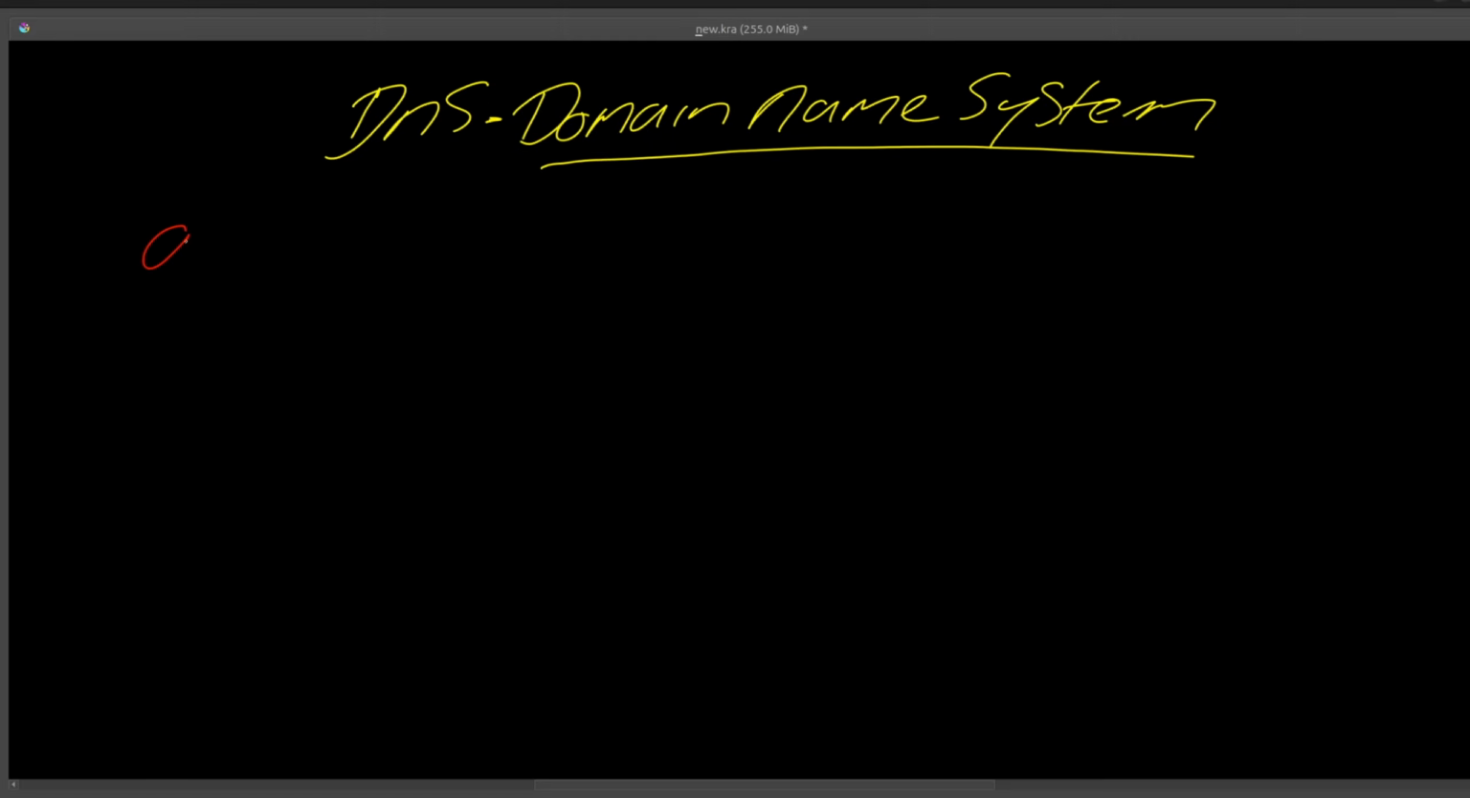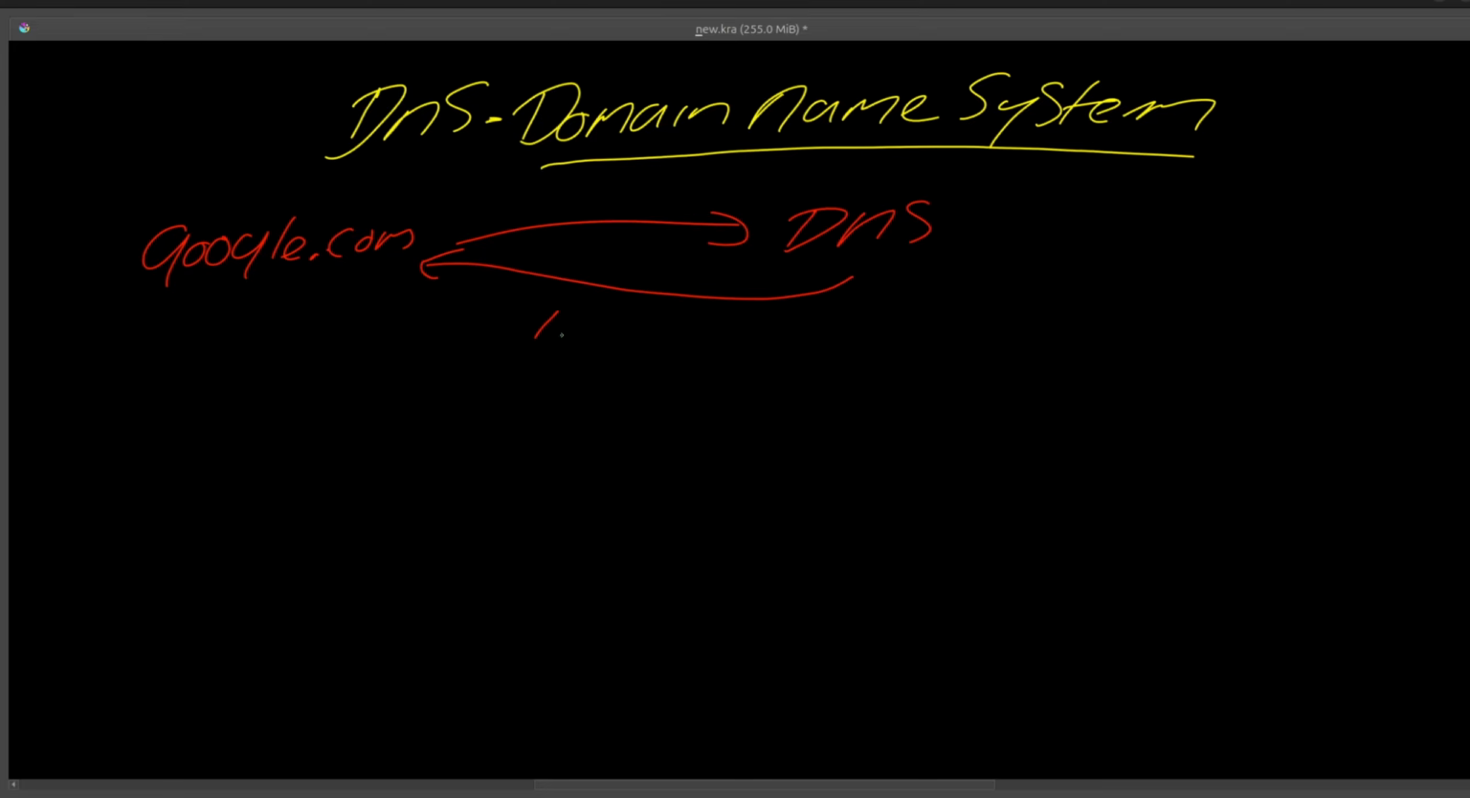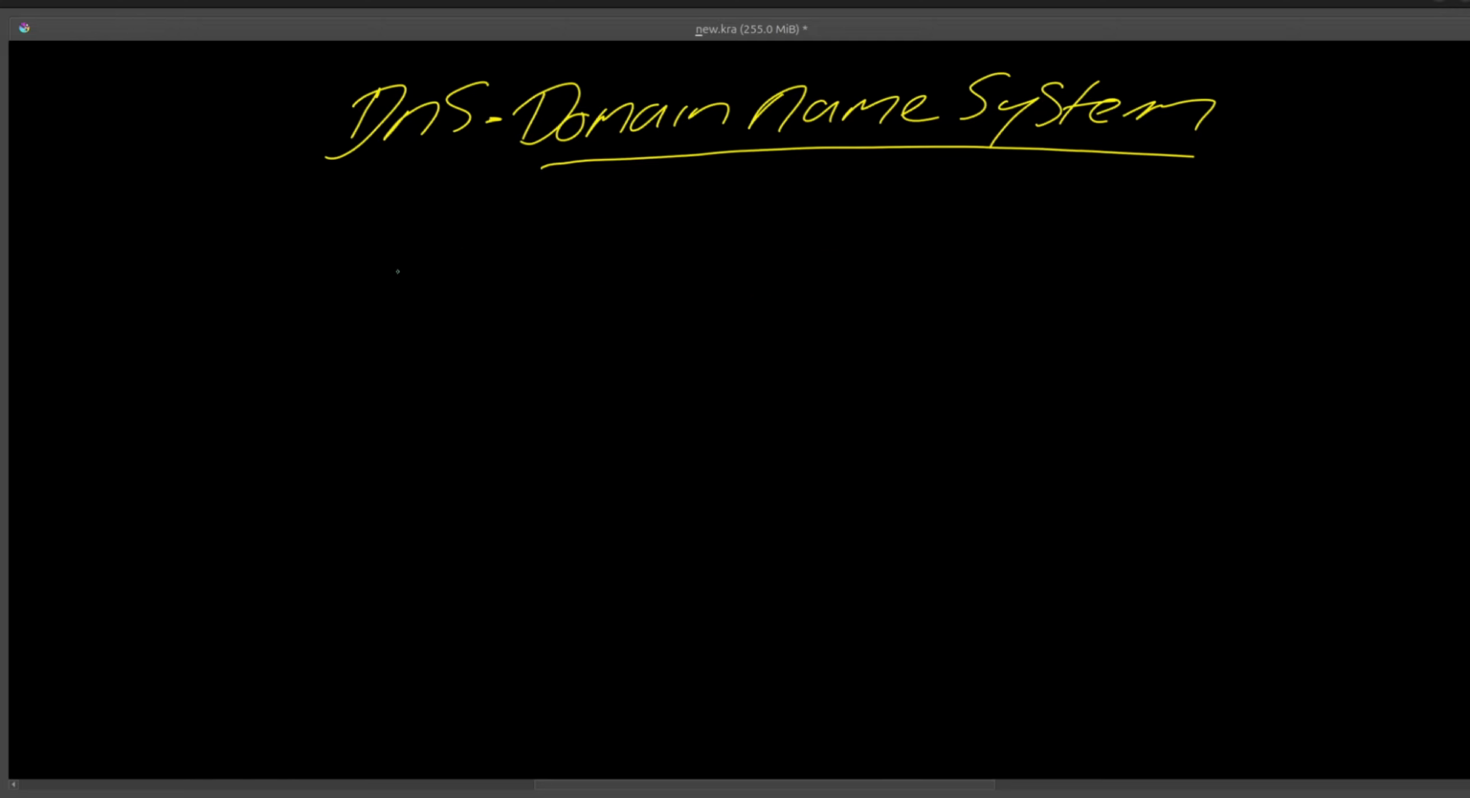So when you type in Google, for example, on your PC, that will make a request to a DNS server, and the DNS server will translate that to an IP address. But today we're going to be looking at subdomains using a tool called Gobuster.